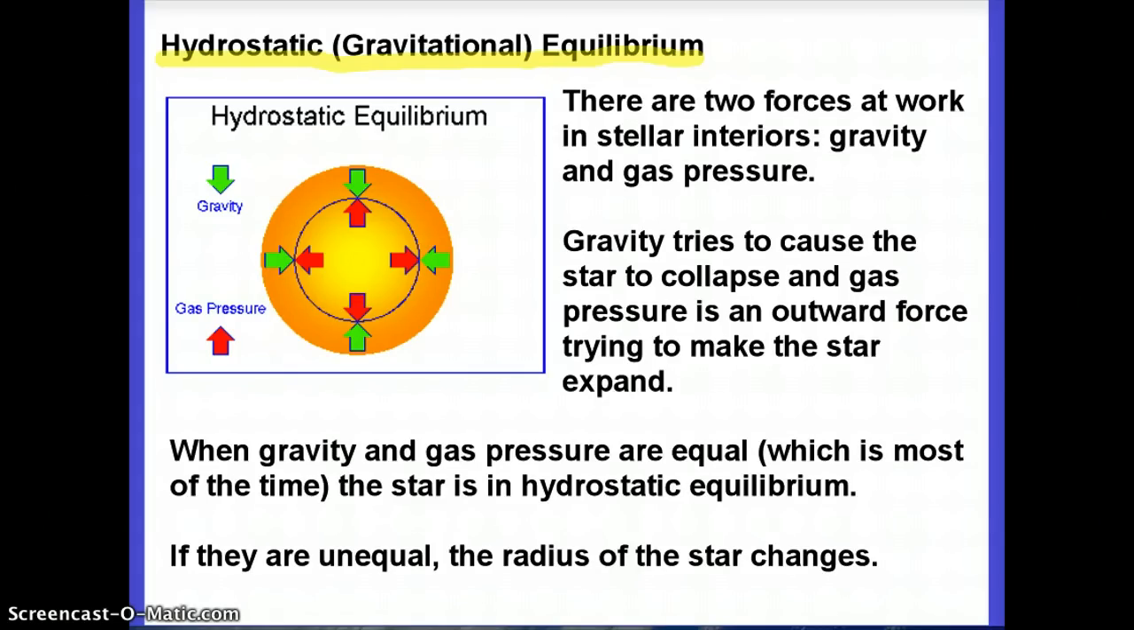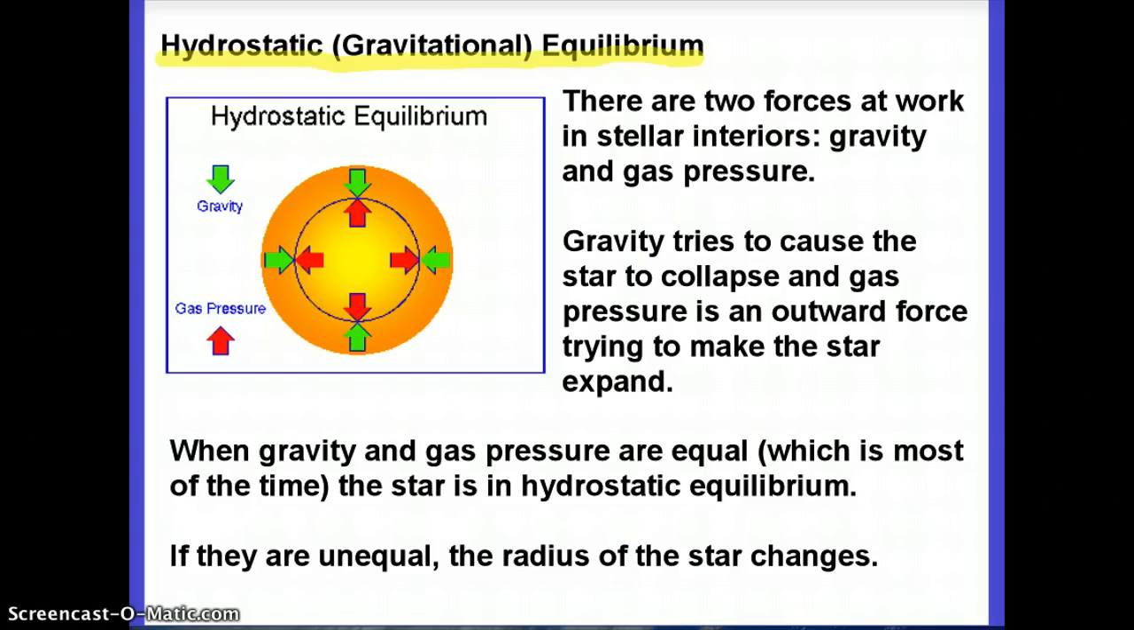When these two things are equal, which is the case most of the time in stars, then we say the star is in hydrostatic equilibrium, or gravitational equilibrium if you like your book's word better. If these things are not equal, then the size of the star will change. Let's say for some reason gravity is bigger than the gas pressure. If that's the case, then gravity is going to cause the star to collapse and the radius will decrease. If for some reason the gas pressure is bigger than gravity, then that causes an outward force and the star will expand.